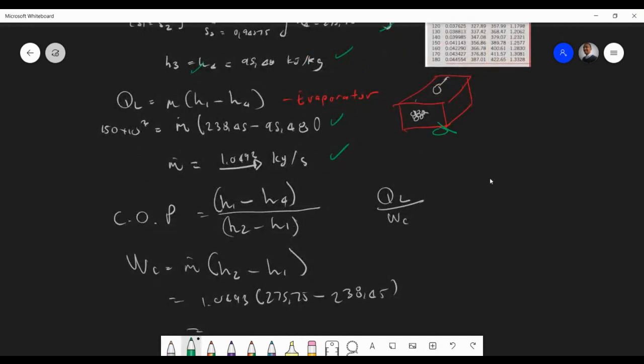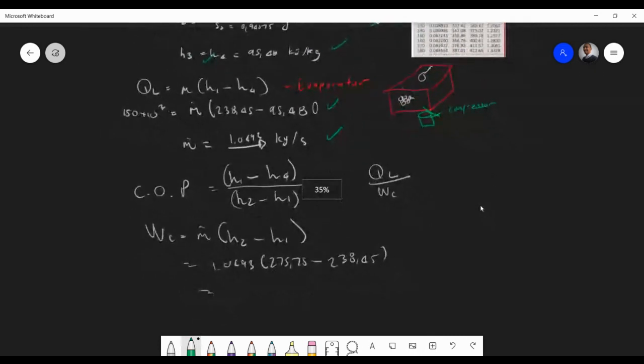So once again, within the reefer, you need some kind of work coming in. It's a reverse heat engine, and this box is responsible for the pressure difference to circulate the refrigerant. The compressor is responsible for that. So let me get my work done with the compressor.